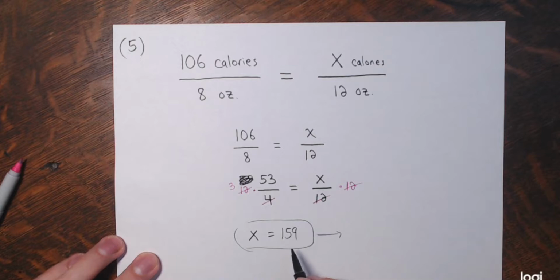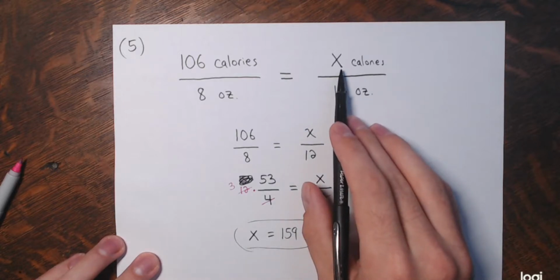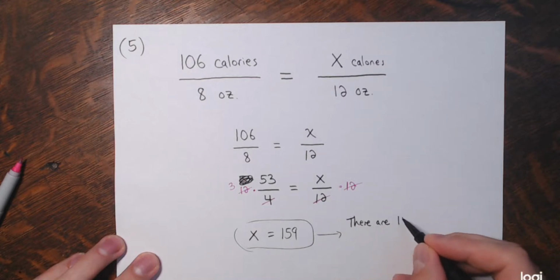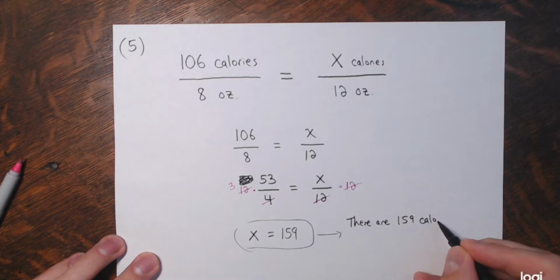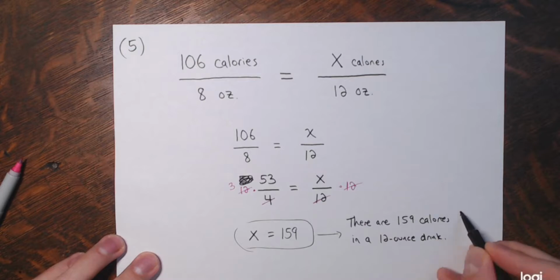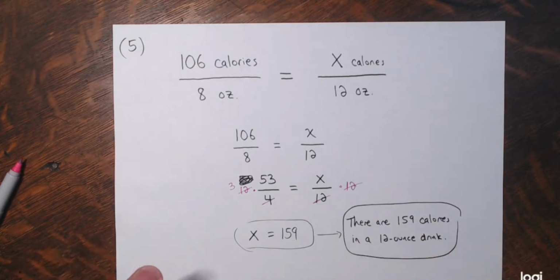So again, that's just the solution of the proportion. Have it make sense though. What did x represent? That represented the number of calories in a 12-ounce drink. So I'll write out there are 159 calories in a 12-ounce drink. Great. A complete sentence to give it meaning. Okay, moving on. Example 6.